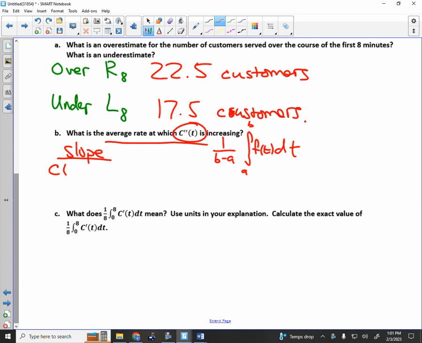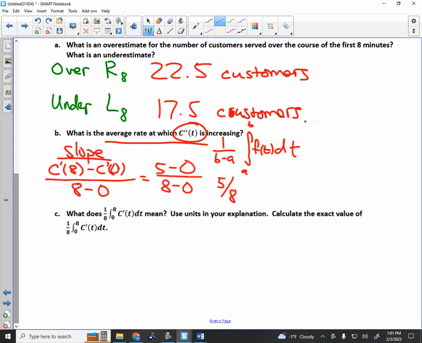We're going to do c prime of 8 minus c prime of 0 divided by 8 minus 0. So I simply use slope. What is c prime of 8? 5. And what is c prime of 0? 0. So 5 minus 0 over 8 minus 0, or 5/8. And anybody know our label?